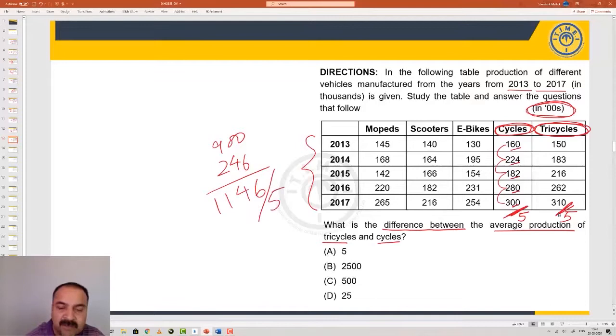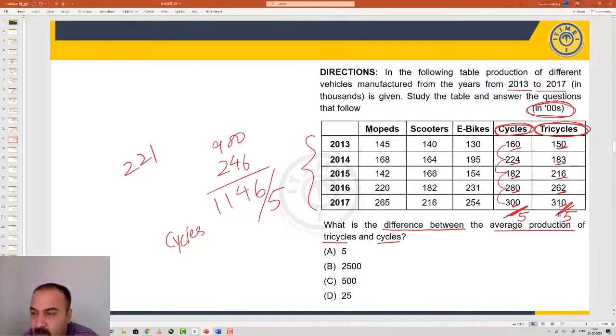This has to be divided by 5. This is for cycles. What about tricycles? 50 plus 83 is 133. 133 plus 16 is 149. And 149 plus 62, 151 plus 60 is 211. 211 plus 10 is 221.